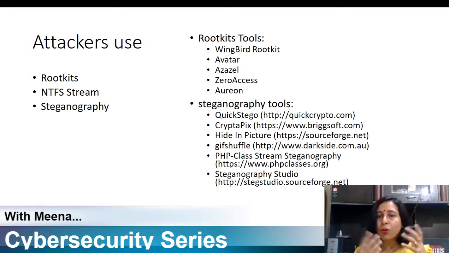For rootkits, you can see on screen multiple tools they can use, like Avatar, Aaron, and Wingbird rootkits. And for steganography, they embed the code into a file, an image, a PDF, any document, but it will look like a normal file to the victims.